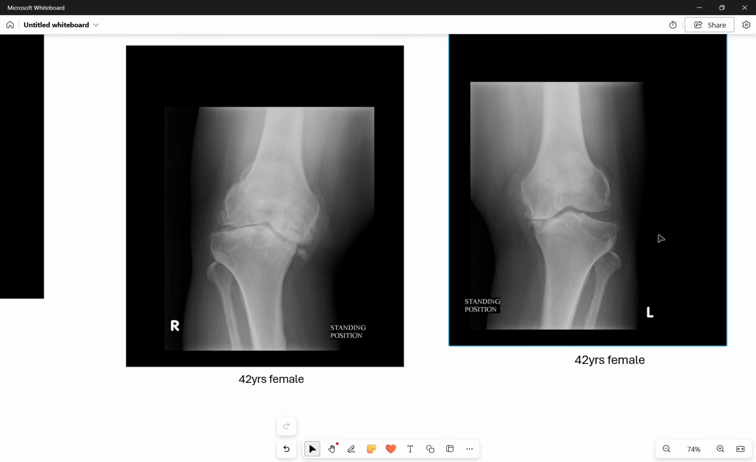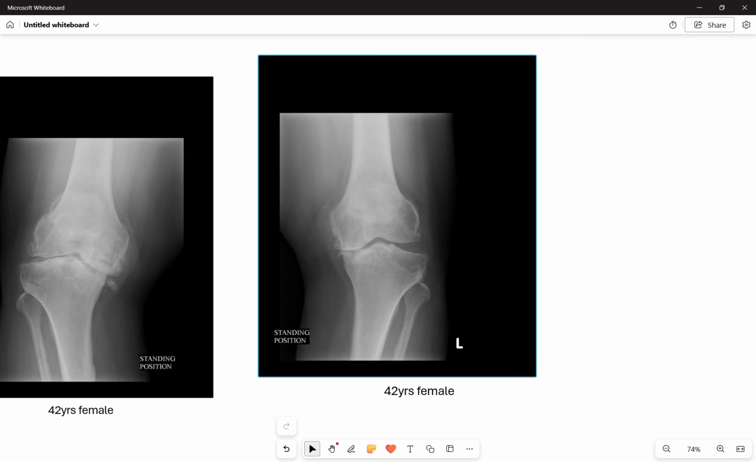Similarly, over here on the left side, again, the two bones are almost in touch with each other. There is loss of joint space. The medial compartment over here is much reduced as compared to the lateral compartment. And there is also osteophyte formation. So here there are significant cases of osteoarthritis.